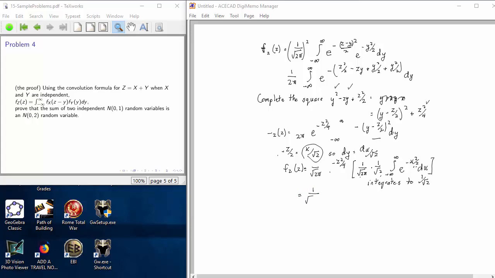I've got 1 over the square root of 4 pi times e to the minus z squared over 4. And what's that? That's the density function with sigma squared equals 2. That's the density function for a normal distribution with expectation 0 and variance 2.